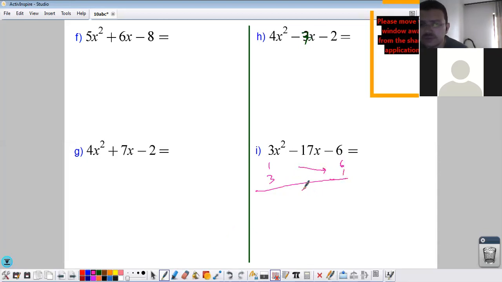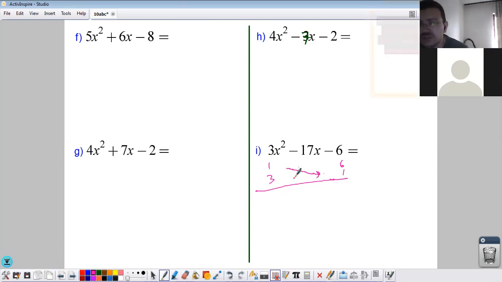1 times 1 is 1. 3 times 6 is 18. Since there is minus over there, I'm going to subtract them. 18 minus 1, it is 17. So with this kind of logic and trials, when you find the true numbers, you have to arrange their signs.